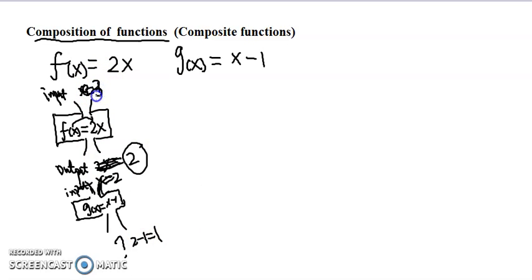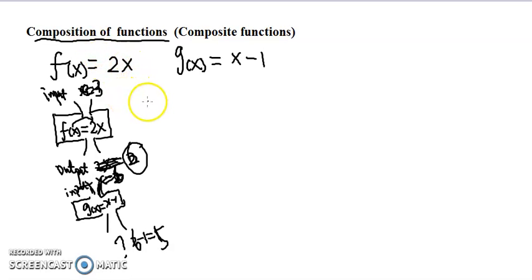So let's try to put a 3 here. If we put a 3 in here, this 3 replaces x, and we get 6, because 2 times 3 is 6. Then we put this number 6 into the second function, and the 6 replaces x in the function, so we do 6 minus 1, which gives us a 5. Every number we put in here, instead of going through one machine, goes through two machines. We put it in, we get a new number, and we put that into the second function and get another number. Together, that's called composition.